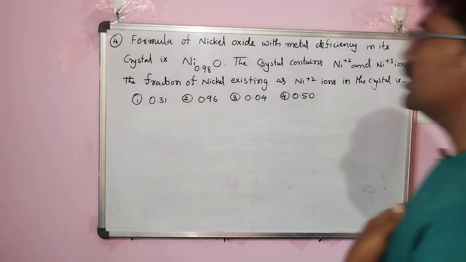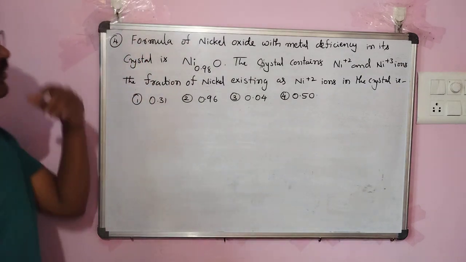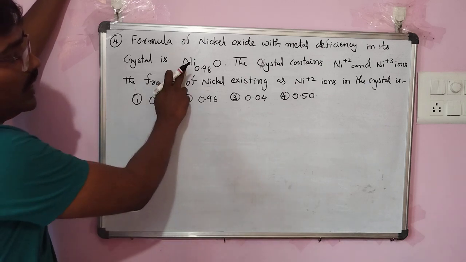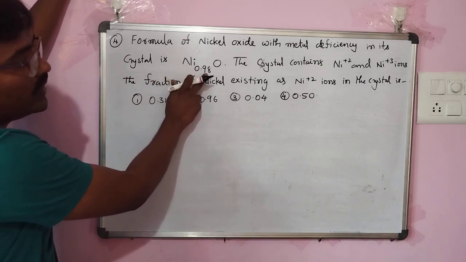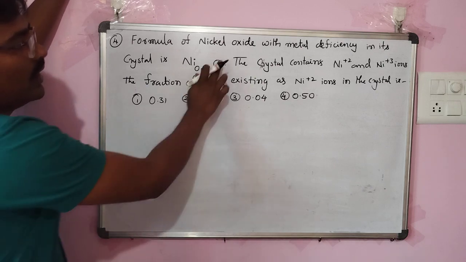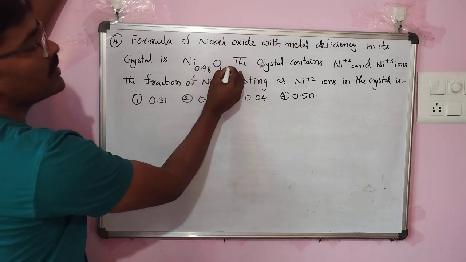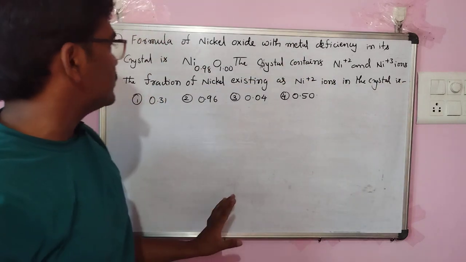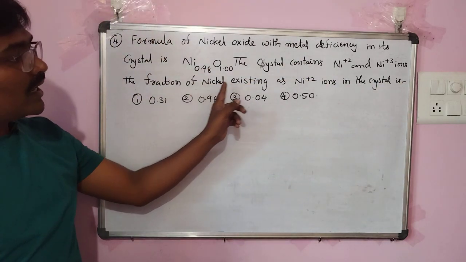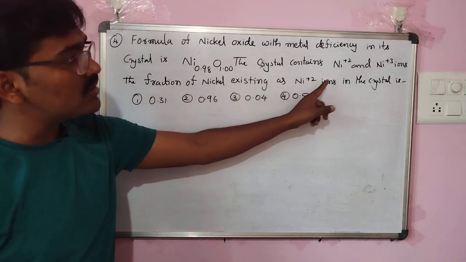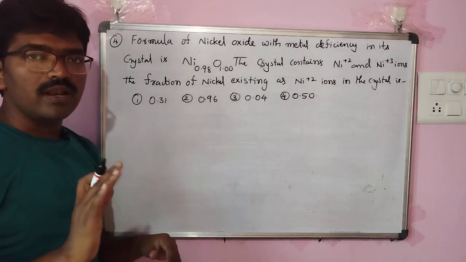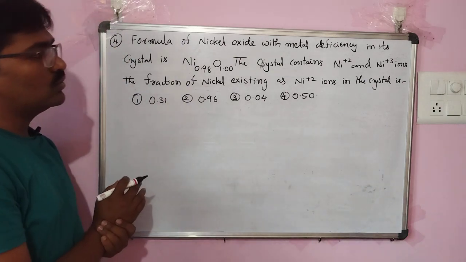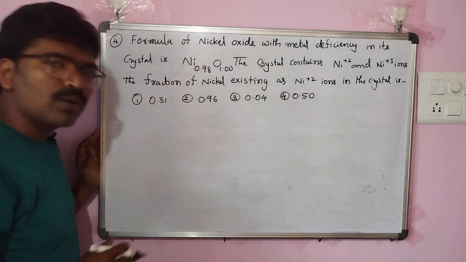Look at the next question. The formula of nickel oxide with metal deficiency in its crystal is Ni 0.98 O 1. The crystal contains Ni+2 and Ni+3 ions. The fraction of nickel existing as Ni+2 ions in the crystal is, they are not asking for a percentage, they are asking for the fraction. So you have to do the same calculation as in the problem we did before.